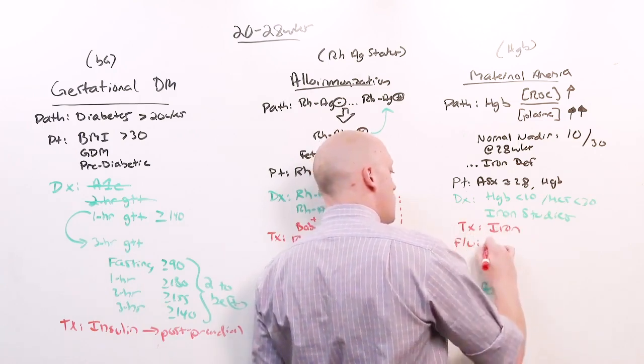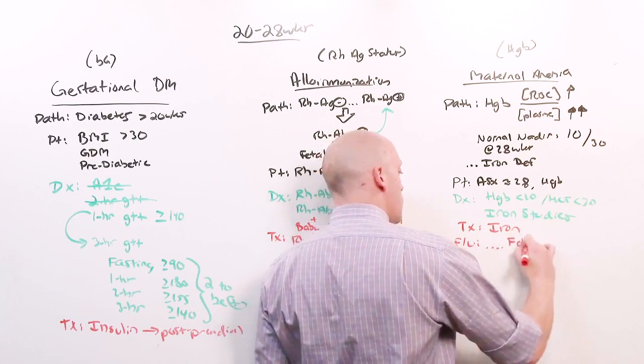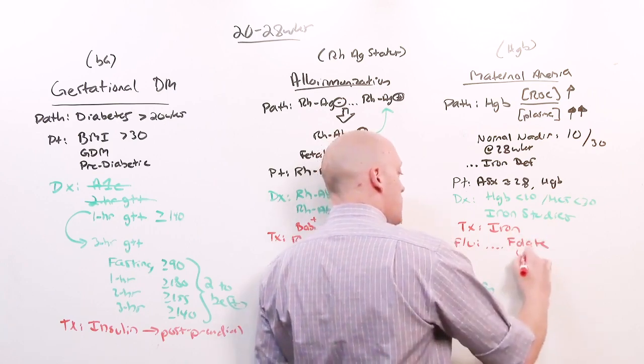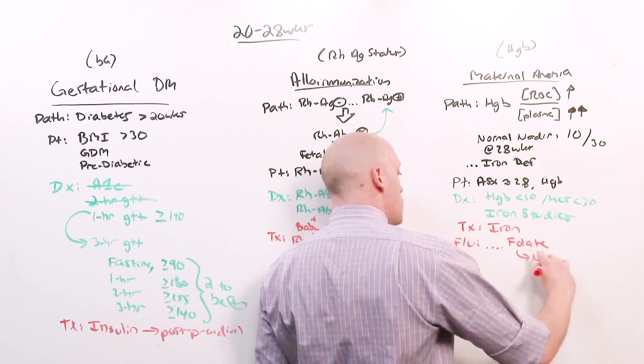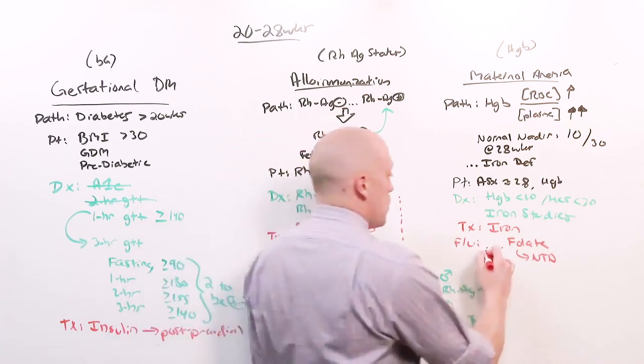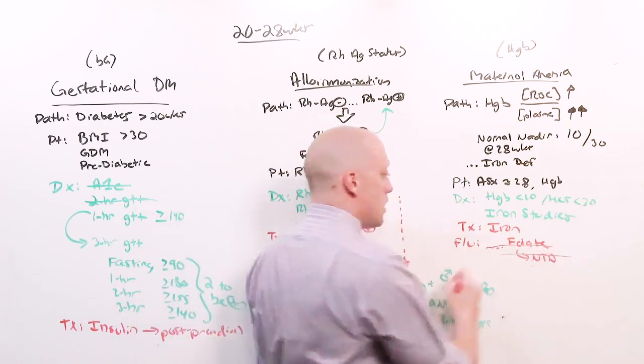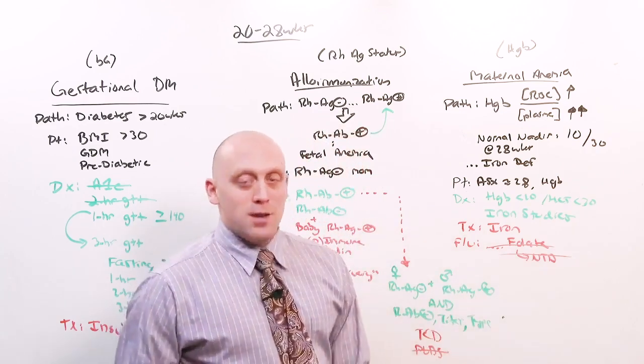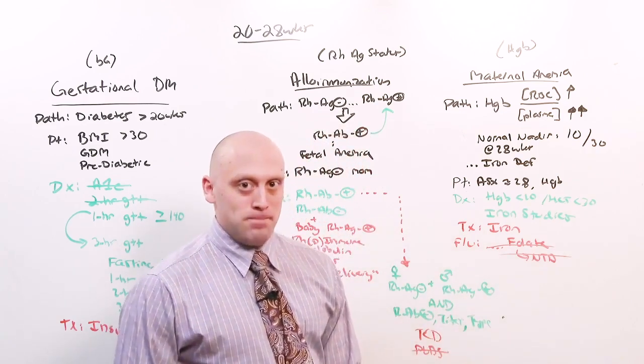Just as a point, you know that prenatal vitamins include folate. Folate is taken to prevent neural tube defects. Very rarely is it the cause of maternal anemia. So if you think of vitamin deficiency, think of iron, not folate.